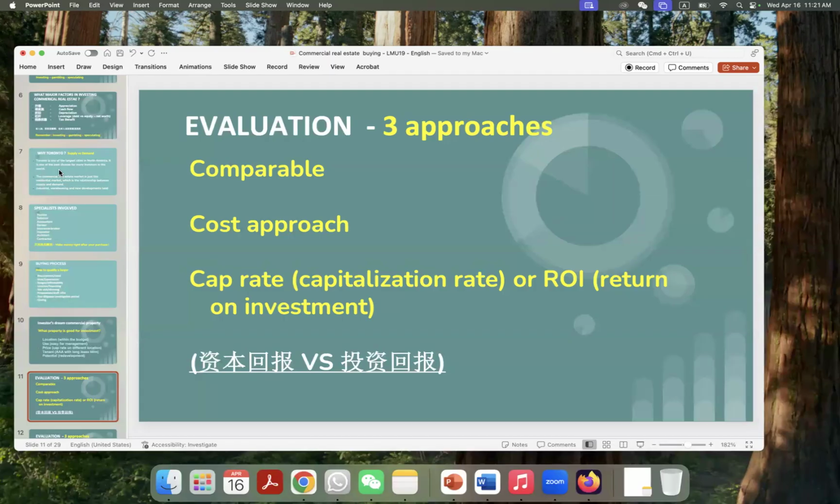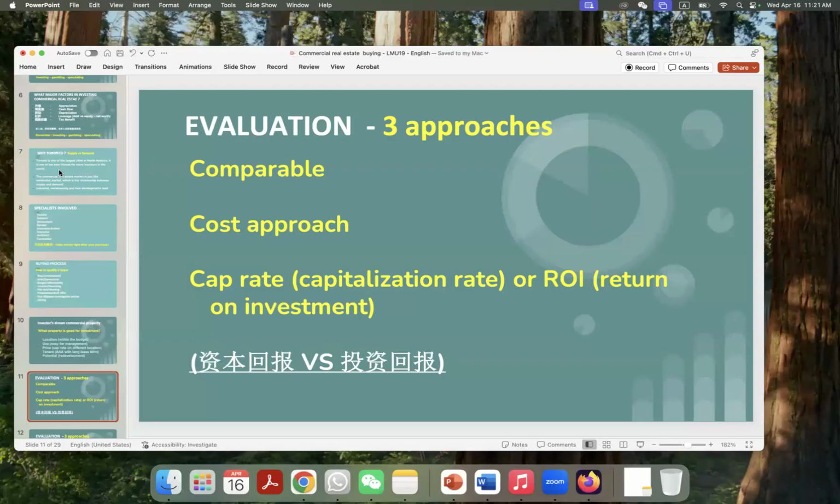So that's the one you can do about it. Okay. So the second one, cost approach. This one will be, for an agent, maybe not so easy because we are not specialized in cost. So you have to find some specialists to help you. That's the way.